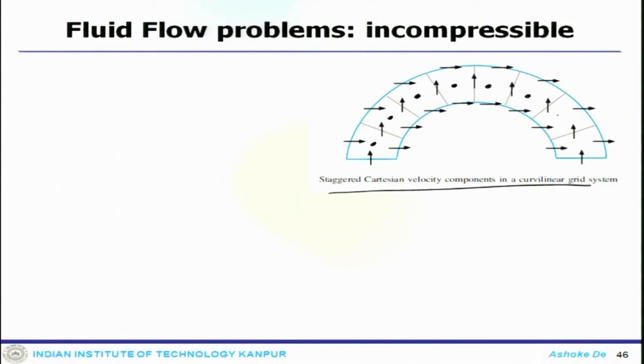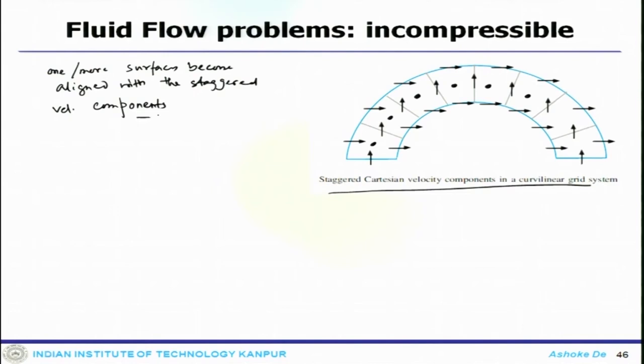Now, if that is the case, this can be a problem when one or more surfaces become aligned with the staggered velocity component.